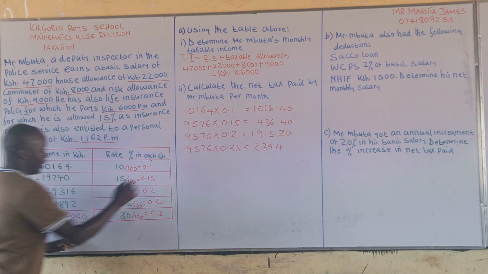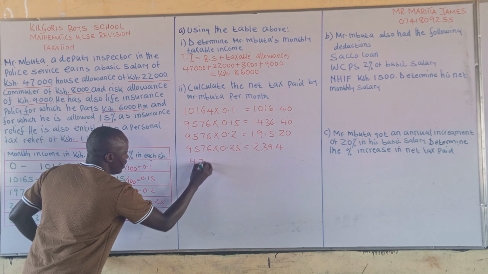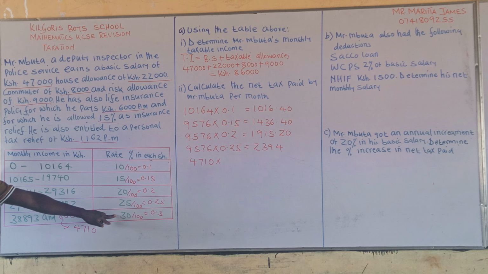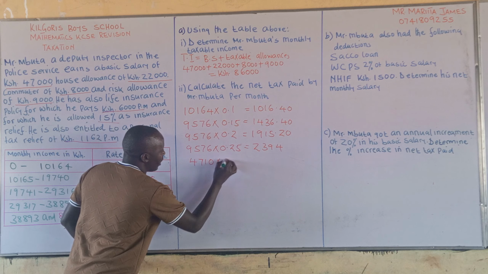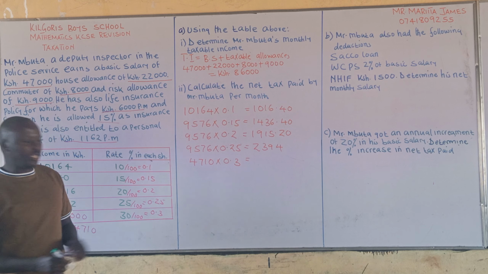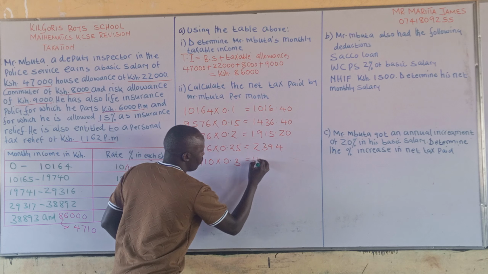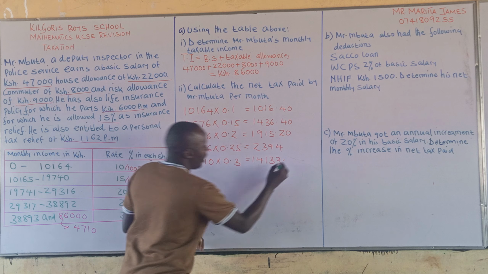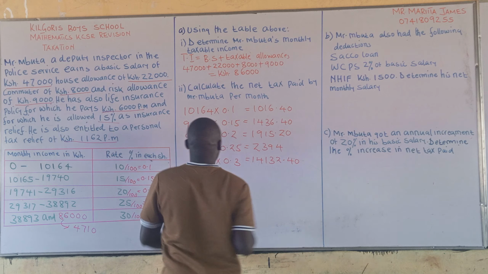So in that case now we take 4,710 times the rate. The rate given here is 30%. So we have this as 0.3, and that one now will give us 14,132, and then we have 40 cents.